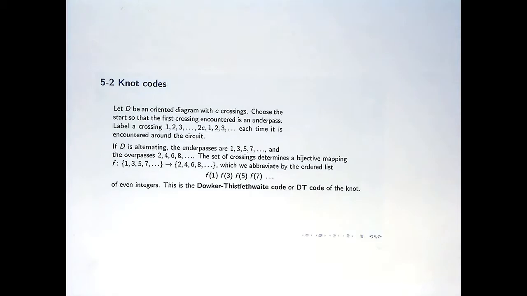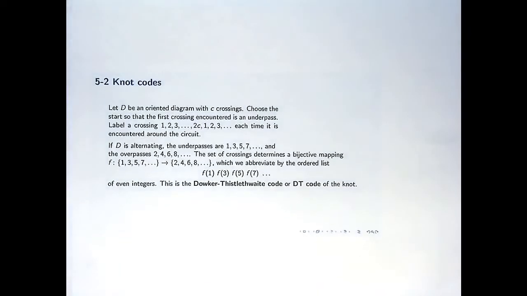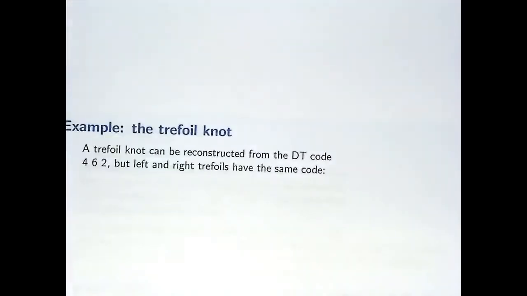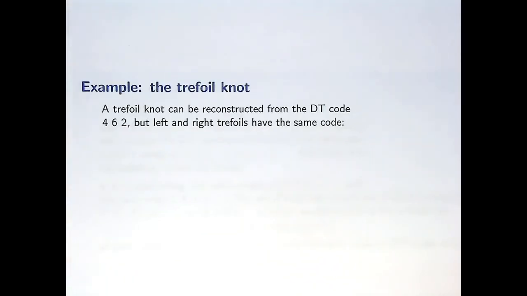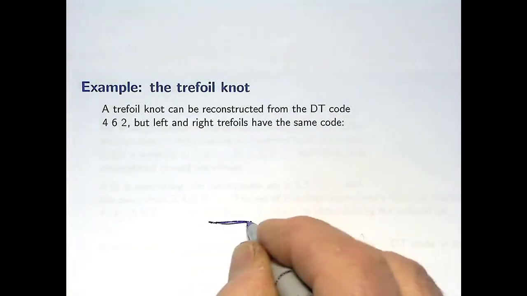Okay. Before you ask questions, let me show you how to reconstruct the trefoil knot, or the trefoil diagram, I should say, from its code. So here's the code, 4 6 2. So how do you find a knot that represents that code? Well, you start with a little arc here that's going to come into the first crossing.